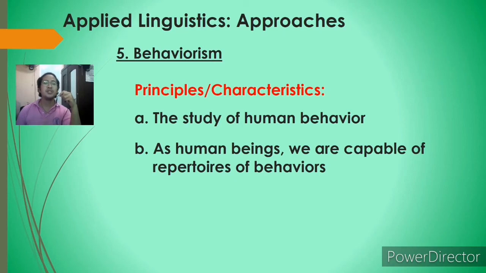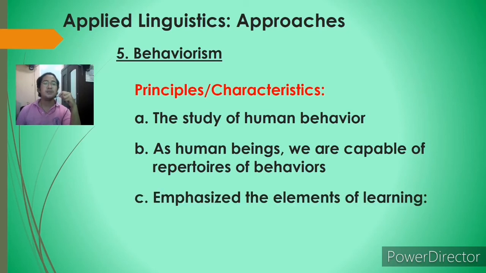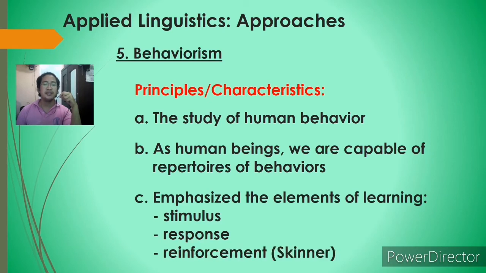In this approach, it tells that the occurrence of behaviors depends on three crucial elements in learning, which were popularized by the famous B.F. Skinner. First is stimulus that serves to elicit behavior. Second, response, which is triggered by the stimulus. And reinforcement that serves to mark the response as being appropriate and encourages the repetition of the response in the future.